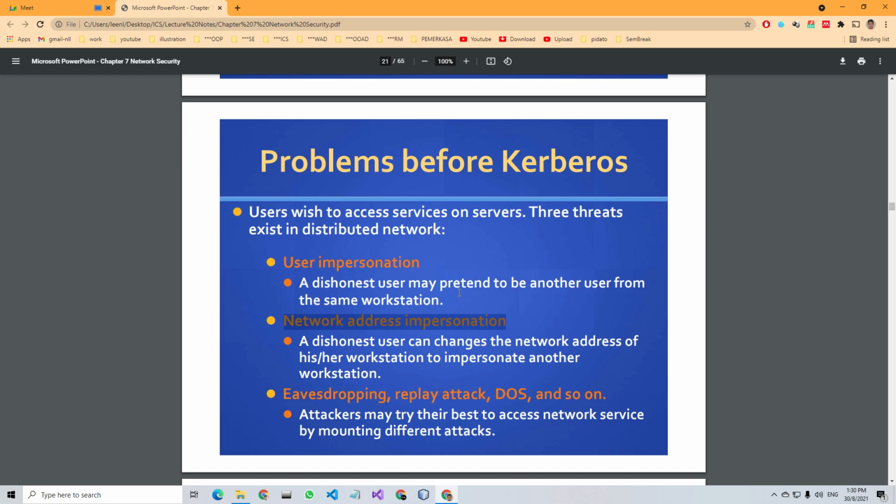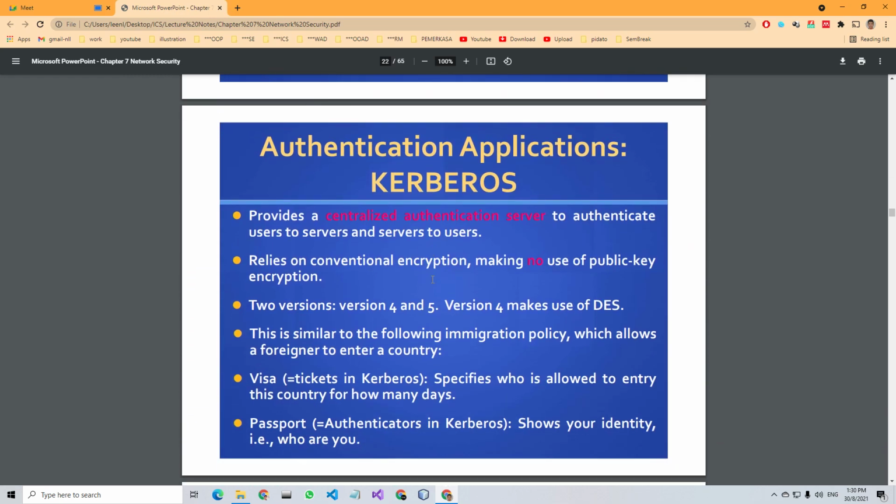Look at the authentication application here. The slide explains the applications, so you can go through it. It provides a centralized authentication server and does not use a public key. There are two versions, 4 and 5. Version 4 makes use of DES. Still remember what DES is? I hope so. Yeah, thank you for your response.